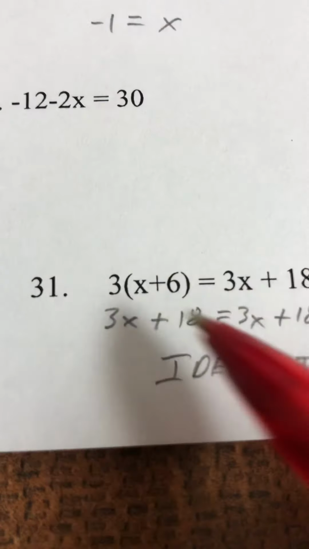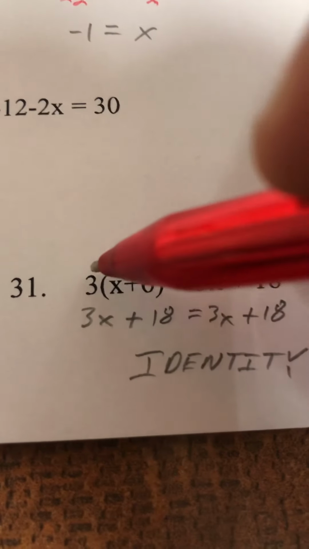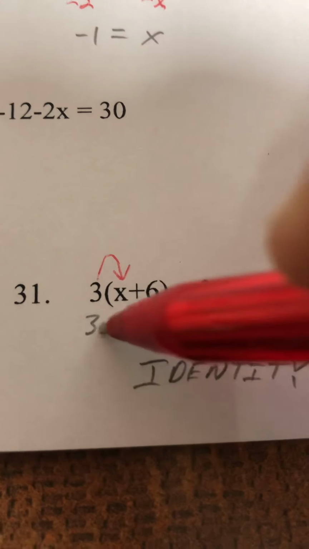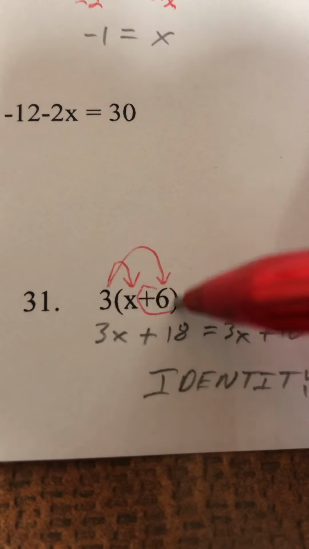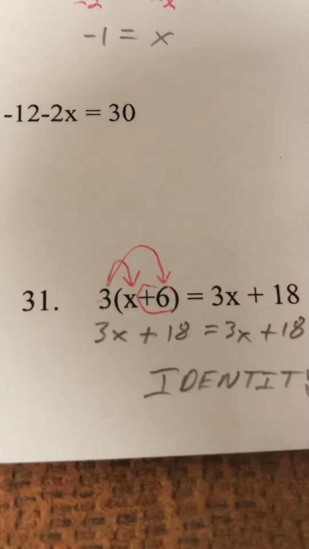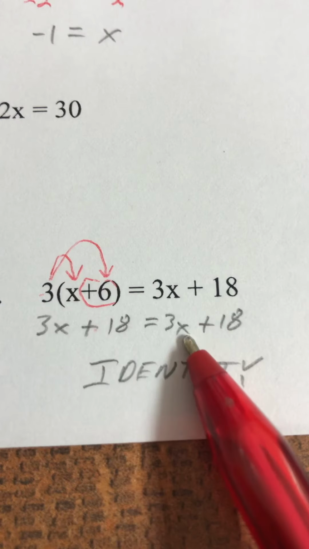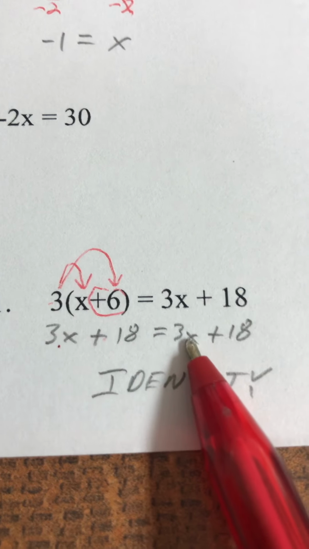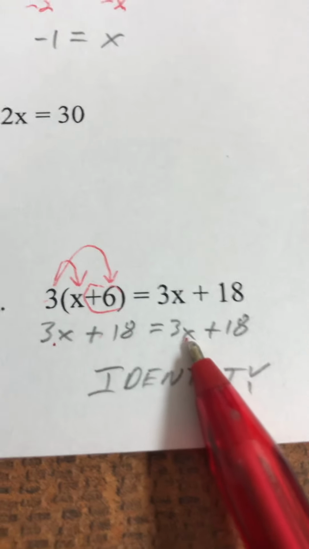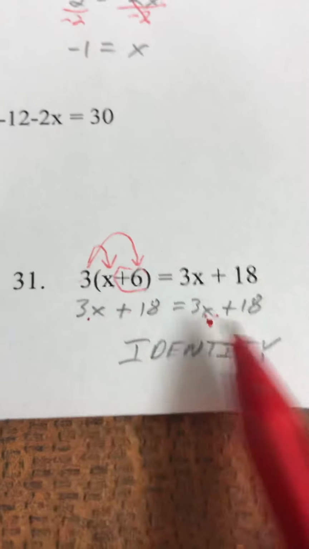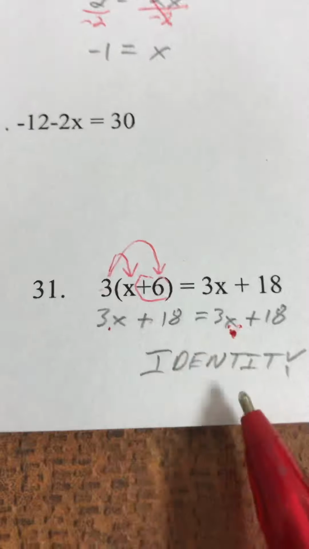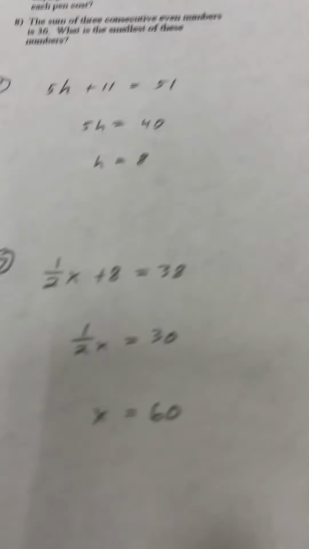And number 31, I just do the distributive property. 3 times x is 3x, and 3 times a positive 6 is a positive 18. Notice that's what's on this side. So no matter what I put in here, it's going to equal the mirror of that problem. It's going to be the same. So no matter what number I put in here, that's going to be identity. Infinite solutions.